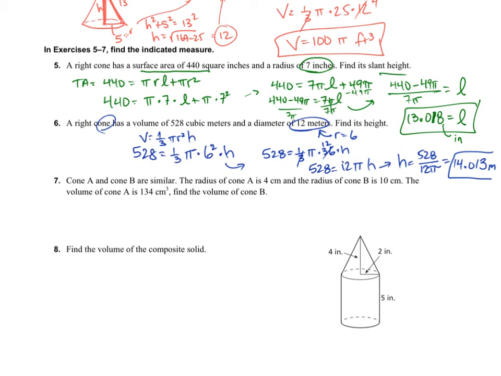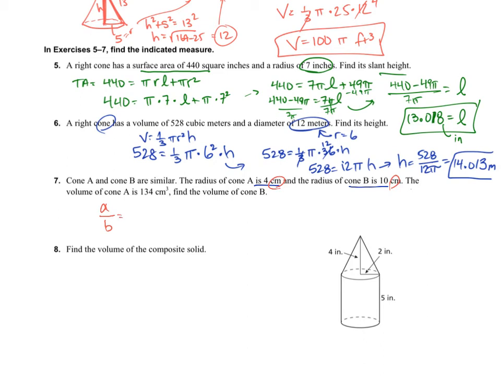All right, next one. Cone A and cone B are similar. The radius of cone A is 4 and the radius of cone B is 10. So now it says the volume of cone A is 134 cubic meters. Find the volume B. So remember we said if we have side ratios, in this case the radius is like a part of it, it's a side, it's a one-dimensional shape, so centimeters.